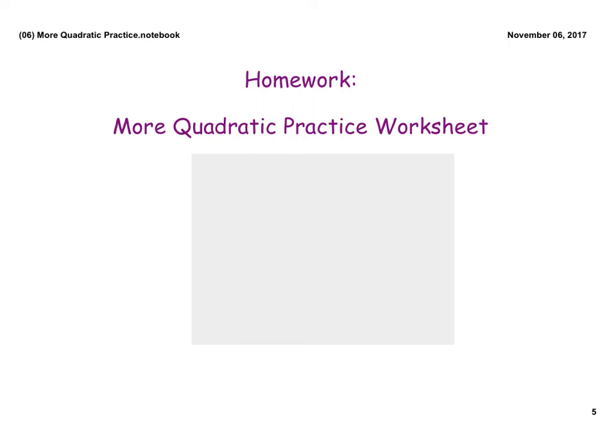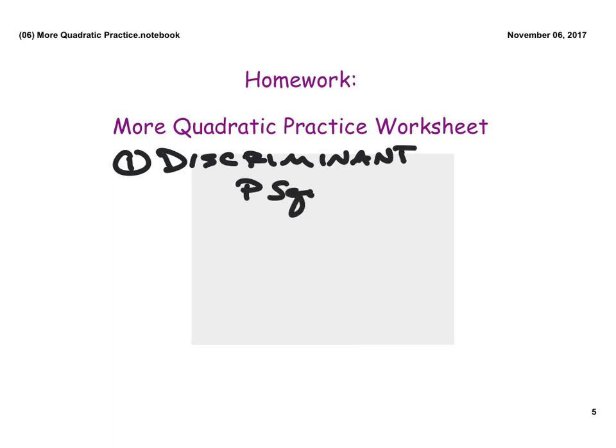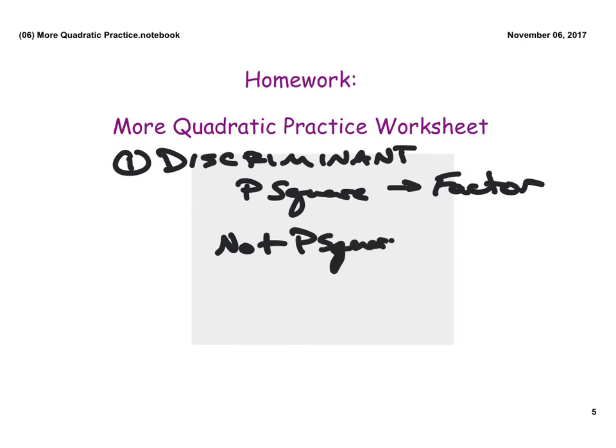Kind of to wrap up here, to talk about what we did. The first thing we did was we evaluated the discriminant. And if we ended up finding a perfect square discriminant, a reasonable method would be to factor. If we end up with a not perfect square discriminant, we are either going to use completing the square or we are going to use the quadratic formula.